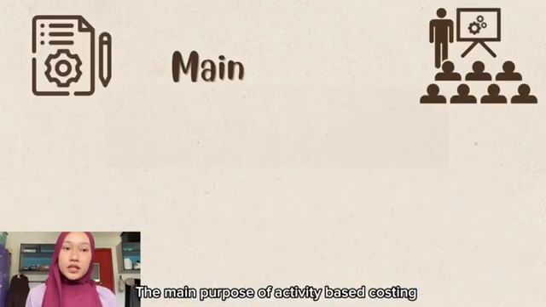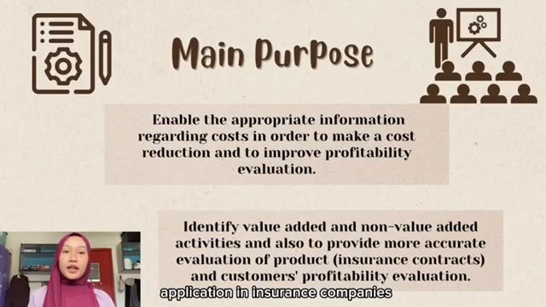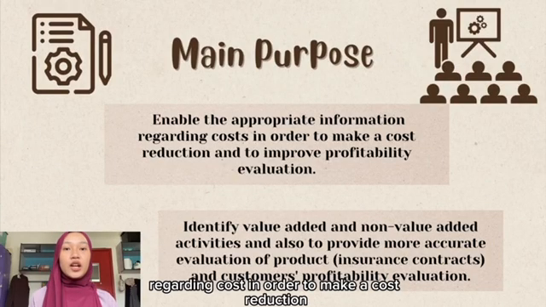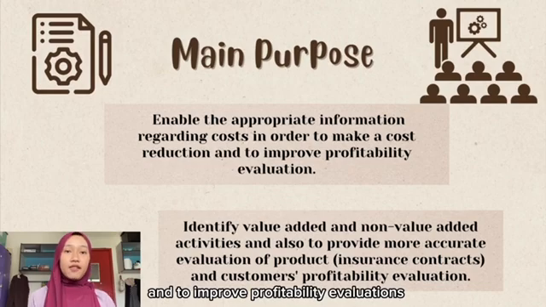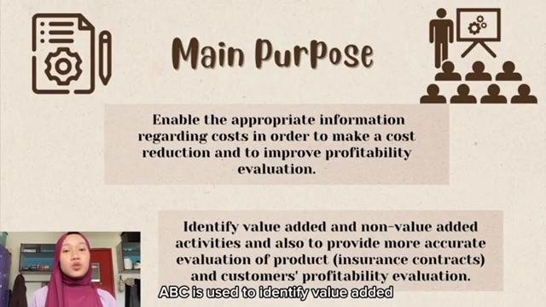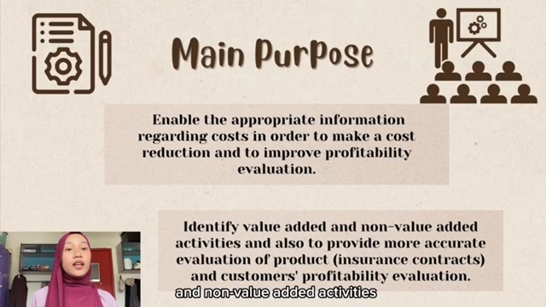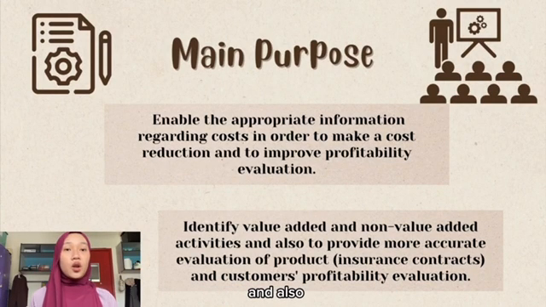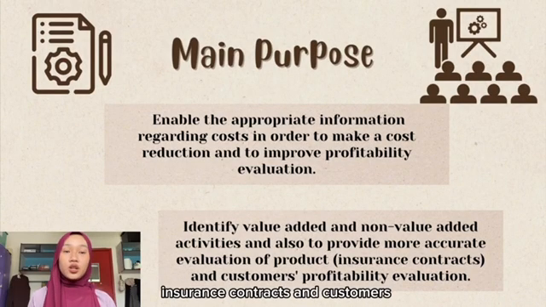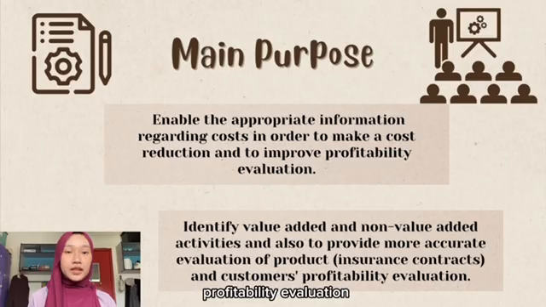The main purpose of activity-based costing application in insurance companies is to enable appropriate information regarding costs in order to make cost reductions and to improve profitability evaluations. In insurance companies, activity-based costing ABC is used to identify value-added and non-value-added activities and also to provide more accurate evaluation of products, insurance contracts, and customers' profitability.